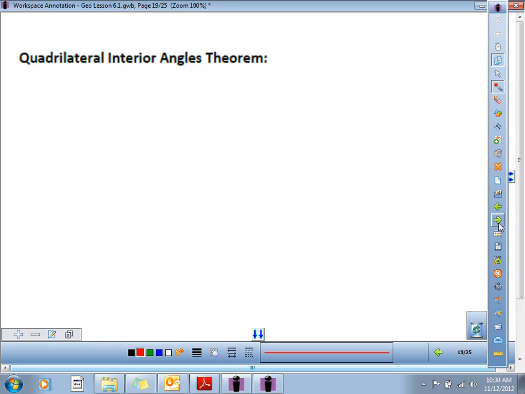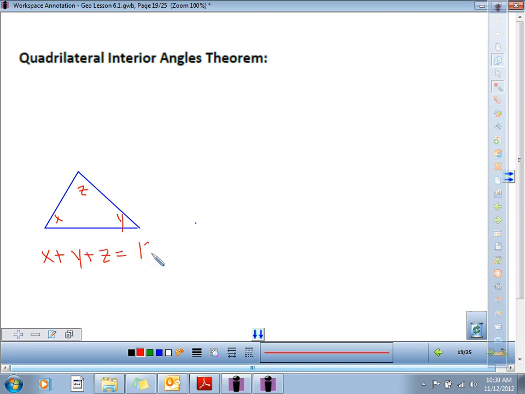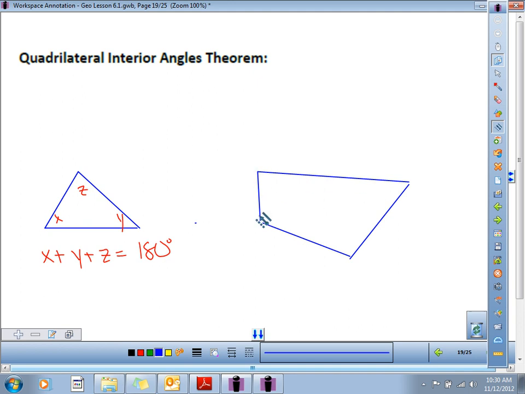All right. So let's go to the next one, quadrilateral interior angles theorem. Now, if we think back a little bit to last chapter, what we just tested over, if we had a triangle and we had 3 angles in here, what we knew about those 3 angles, that if I added those 3 angles together, we got 180 degrees. Okay, that's kind of what this is dealing with. But now, if we go up a notch and we look at something that is a quadrilateral, which is a more specific type of polygon.